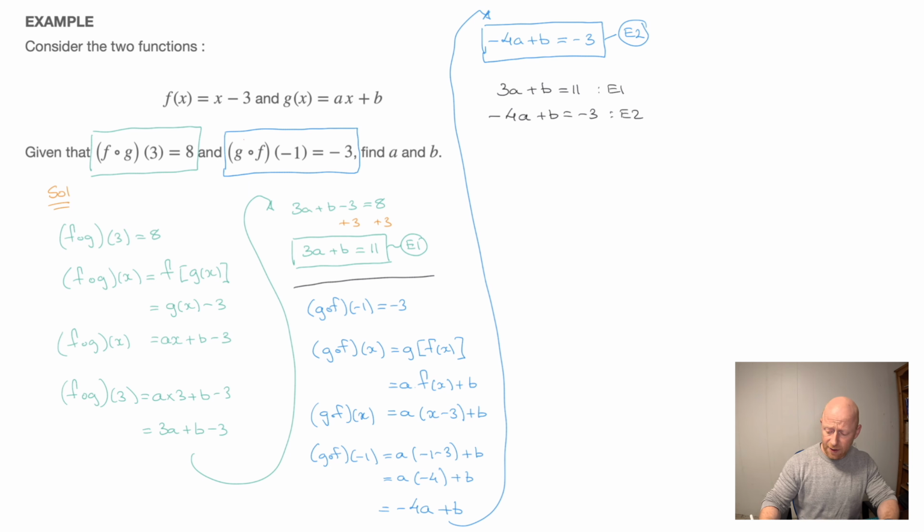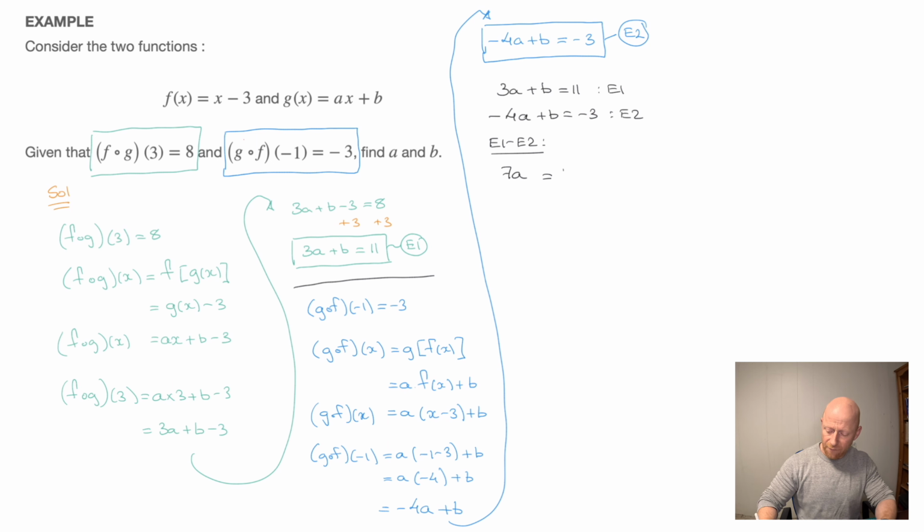Indeed, we could subtract E1 from E2 or E2 from E1, and that would get rid of the b's that we have on the left-hand side. And so I'll go ahead and do E1 minus E2. And in doing so, let's see, on the left-hand side we'll have 3a minus negative 4a. Well, 3a minus negative 4a turns into 3a plus 4a, which is 7a. And we then have b minus b, so that's 0. In other words, we cancel out or eliminate the b's.